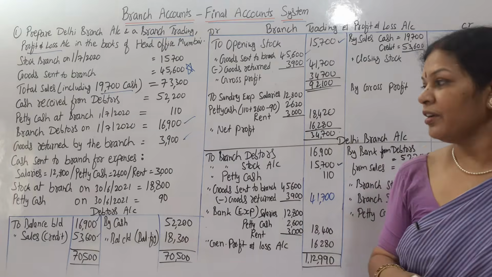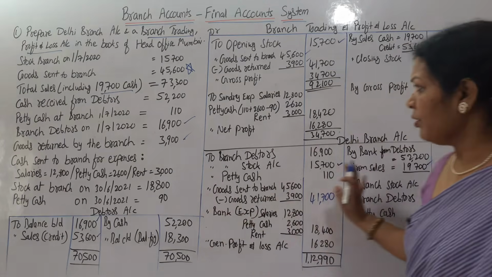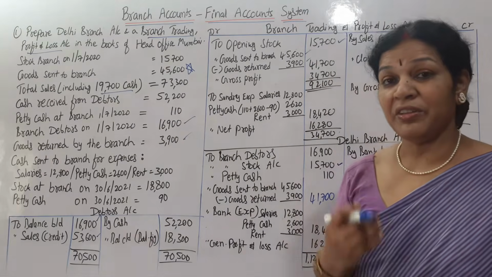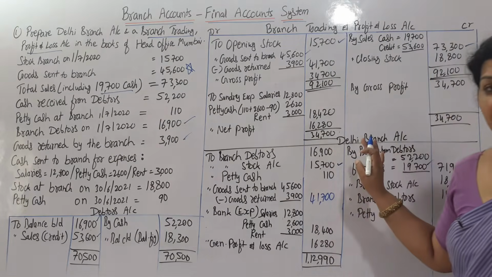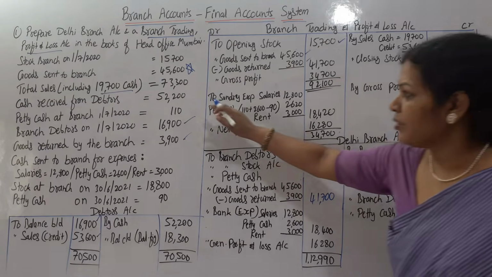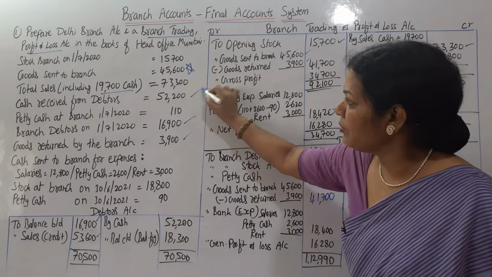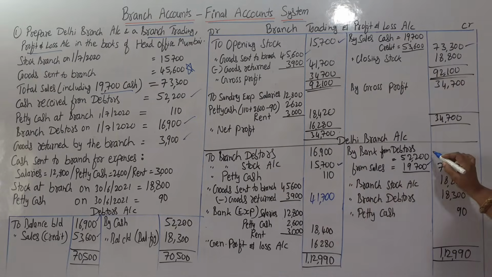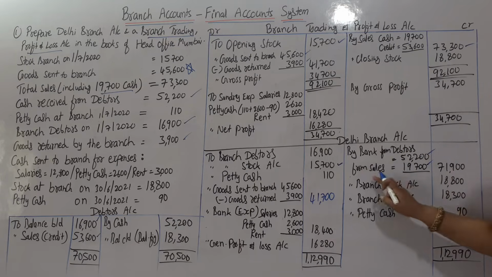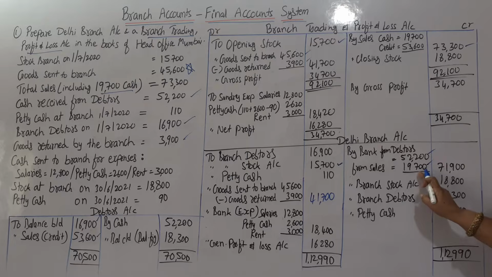Are you getting it? Now, so this is over. Next, cash received from debtors. When we are receiving cash from debtors, in the branch account we write it on the credit side. In the same way you are writing. So this is 17,000, 52,200. We will write by bank, received from debtors 52,200, and from sales 19,700 cash sales. Together it is 71,900. Okay.